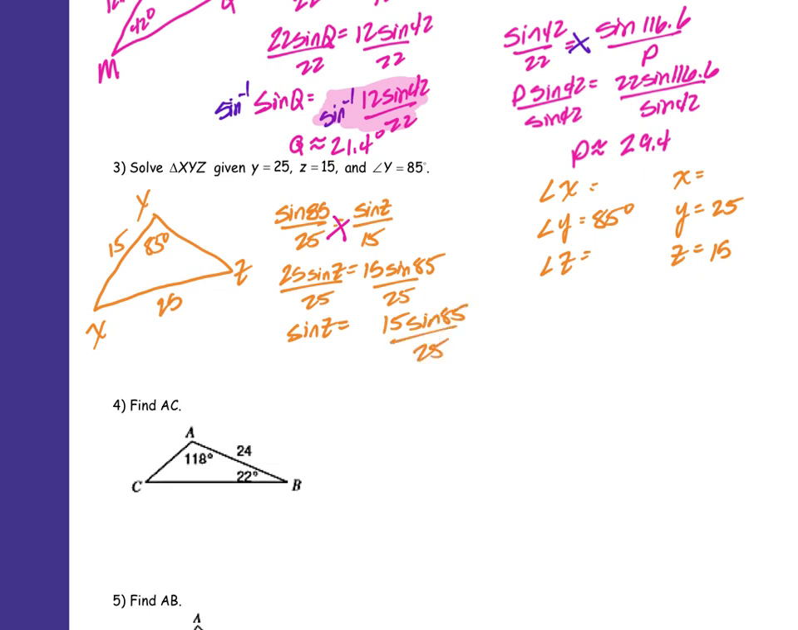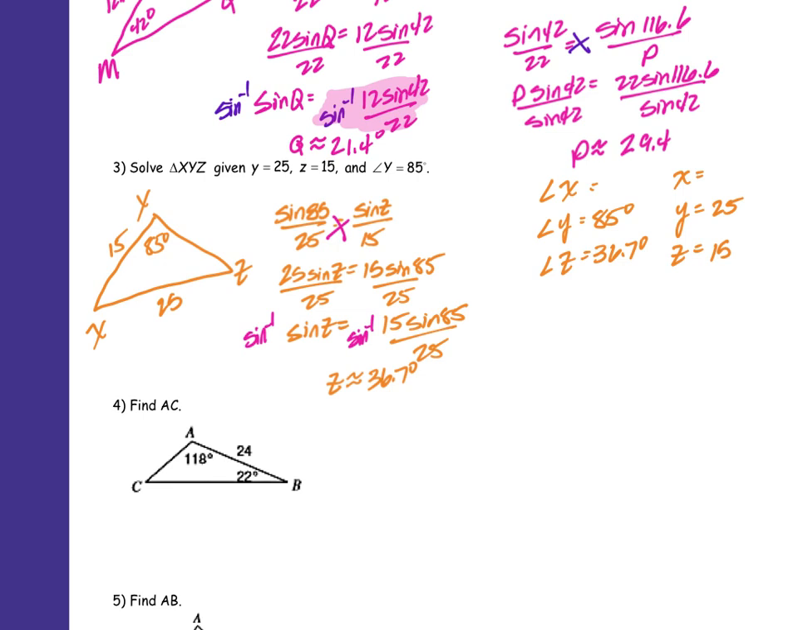But I don't want sine of Z, I want Z. So I'm going to do sine inverse. So when I put this, let me make sure I put it into my calculator correctly. And let me make sure it looks the same. 15 sine of 85 divided by 25. Yep. Okay, so I got Z is approximately equal to 36.7 degrees.